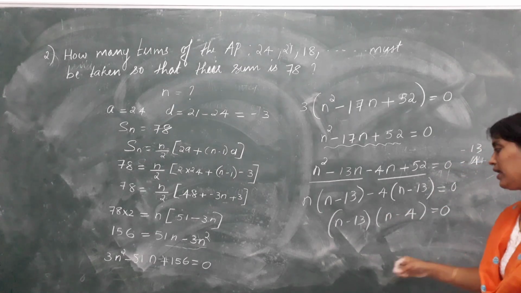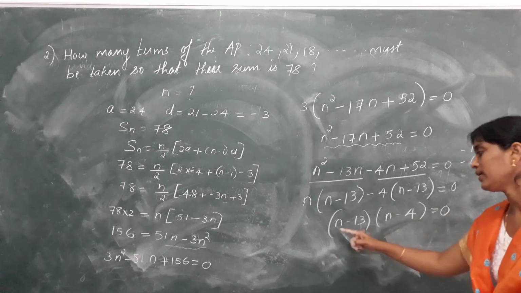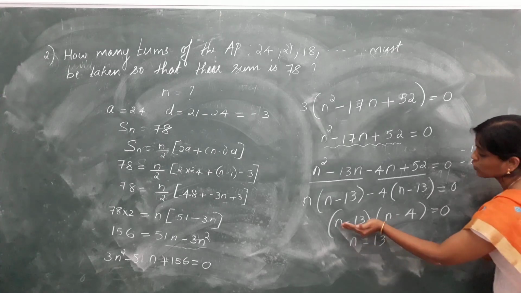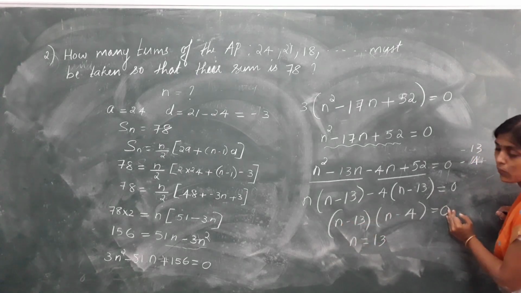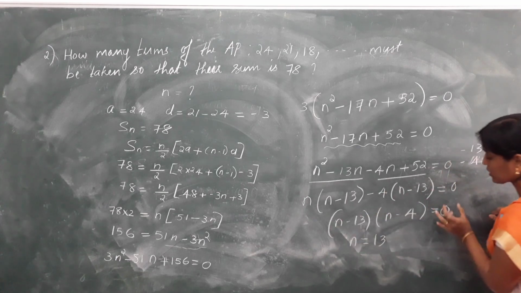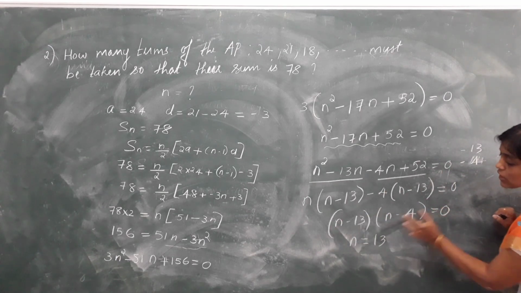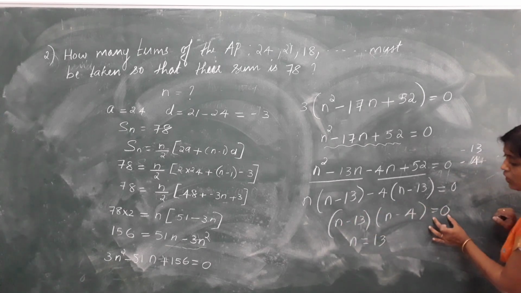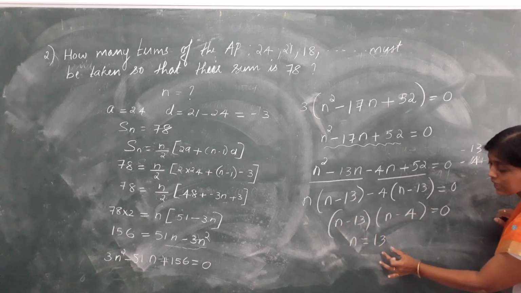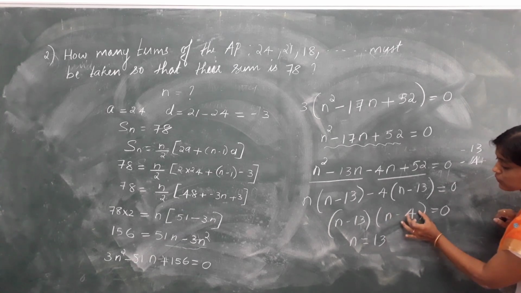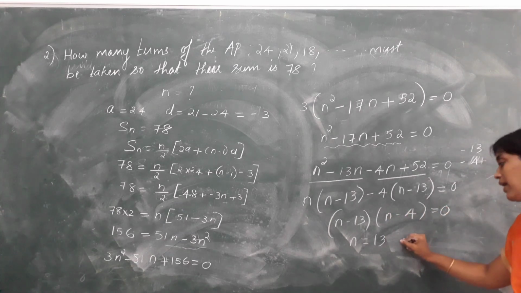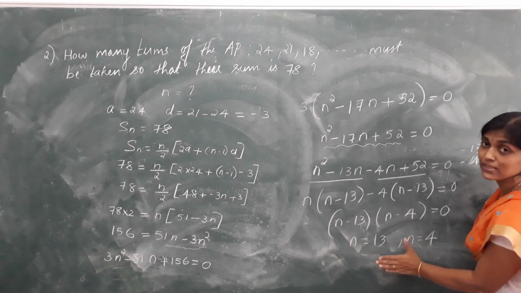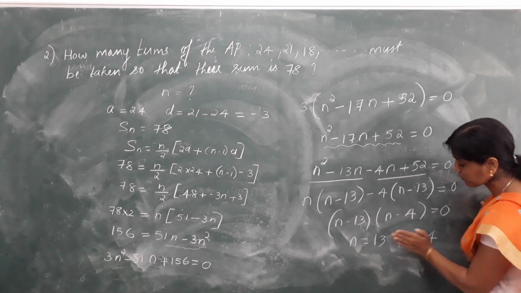And from here we will get two values for n. Taking the two factors whose product is equal to 0, you can take n minus 13 equal to 0 or n minus 4 equal to 0. When you take n minus 13 equal to 0, you will get the value of n equal to 13. When you take n minus 4 equal to 0, you will get the value of n equal to 4. But in this case, we can see you are getting two values for n.